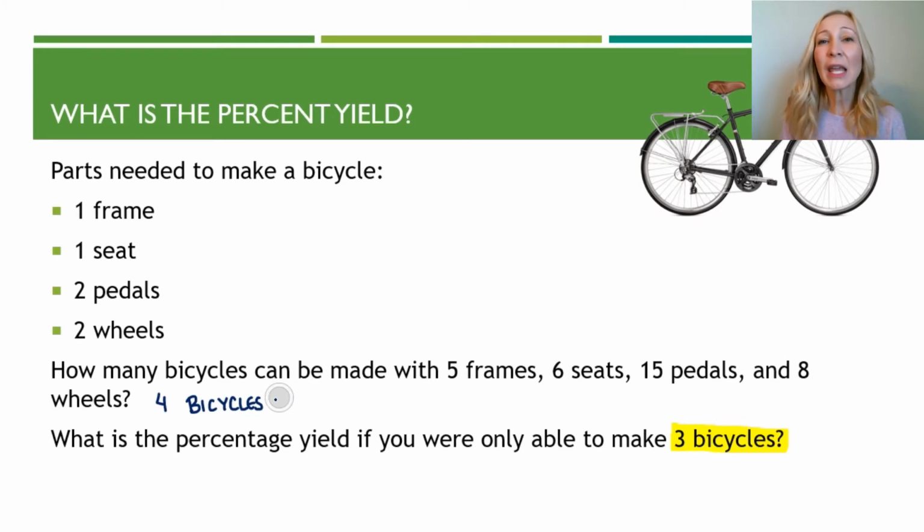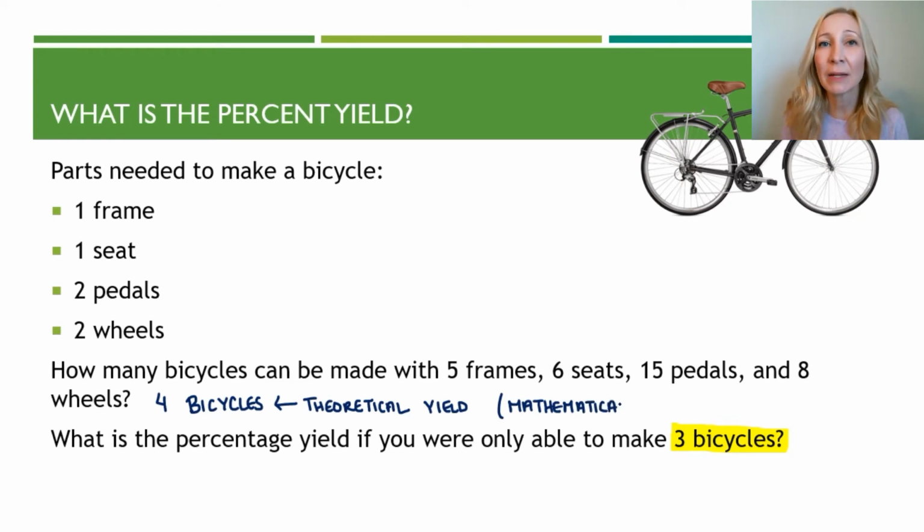So we were only able to make 3 bicycles, even though when we made our calculations, we calculated that we should have made 4 bicycles. This 4 bicycles is called our theoretical yield. This is theoretically how many bicycles you should have made. We get this by doing a lot of math. We mathematically calculate how many bicycles we should be able to make given all the amounts of the different ingredients.